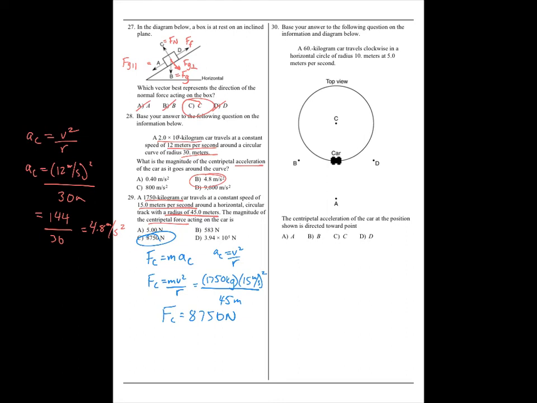Okay, we have a diagram with 4 points, a car on the bottom of the circle with a bunch of numbers, but we're looking for the centripetal acceleration of the car at the position shown. Centripetal means towards the center, because it's Latin. So if we look at this car and point towards the center, it's going up towards C. That's always the case for centripetal acceleration and centripetal force.